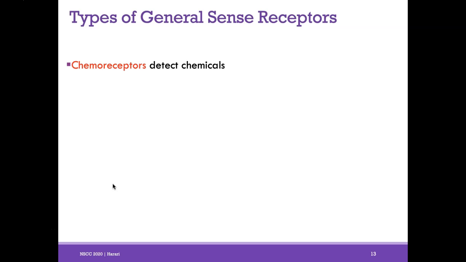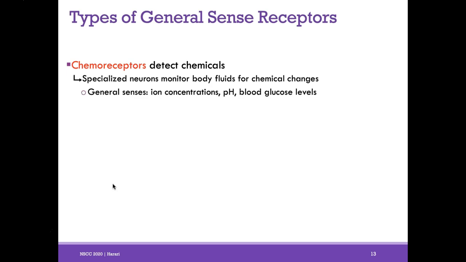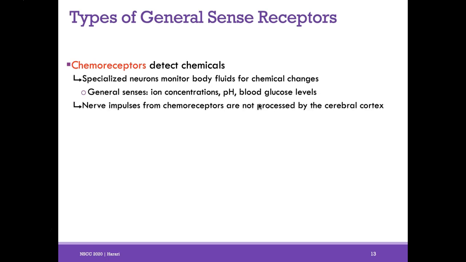Chemoreceptors are receptors that detect chemicals. So these are specialized neurons that monitor body fluids for chemical changes, like pH. So we have special receptors in our brain that detect any pH imbalances. Also, ion concentration. Do we have enough sodium? And do we have enough glucose in our blood? So these are all chemoreceptors that respond to chemicals. This also includes odors, right? Those are also chemicals.